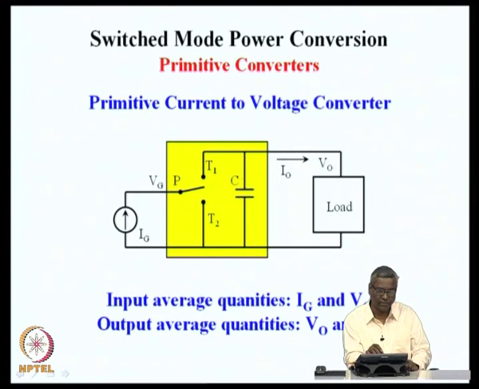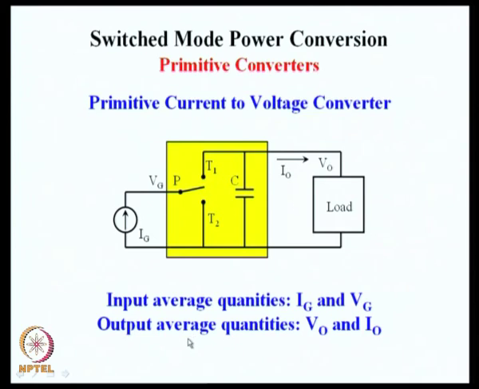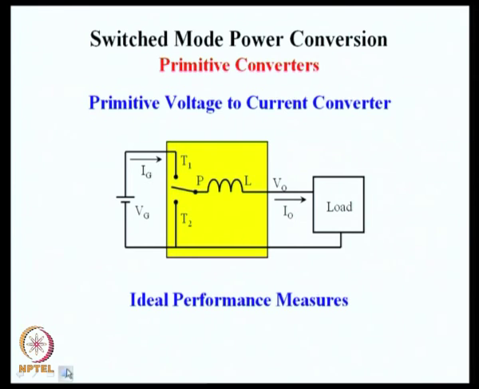Now, such a switch plus a capacitor cell is capable of taking energy from a current source and through the converter it can deliver to the load, which will also be resistive in this case. Here also it is possible to define average quantities at the input, which is Ig and Vg, and average quantities at the output, which are I0 and V0. So, let us look at how the performance measures for this converter are going to be specified and how these performance measures are going to be evaluated.